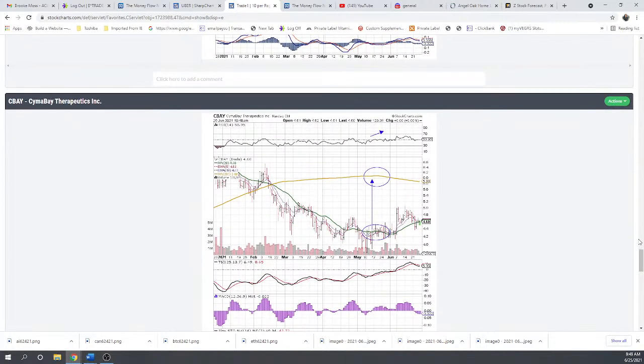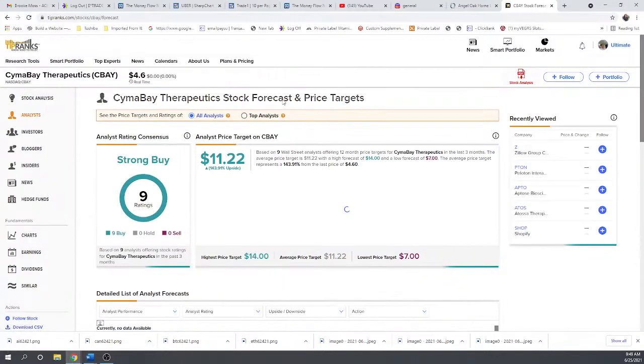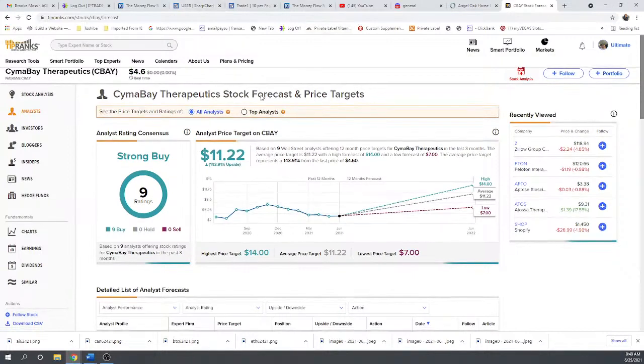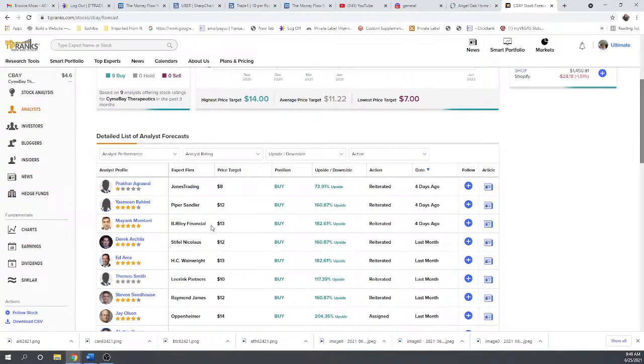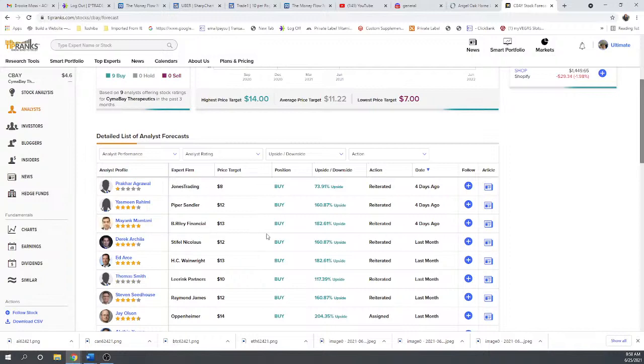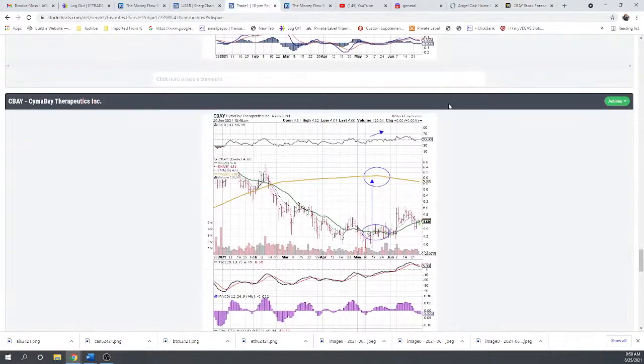CBay, here's another one. Let's look at CBay. $11, man. Now, I don't know about you, maybe you're smarter than my hawk. I don't even know how to say this guy's name. He's successful 200 out of 304 times, average return 29% a pick, success rate 60%. He's got a $13 target on it. There's a whole bunch of them, not just him, covering this. They all think this thing is cheap. What if they were right?